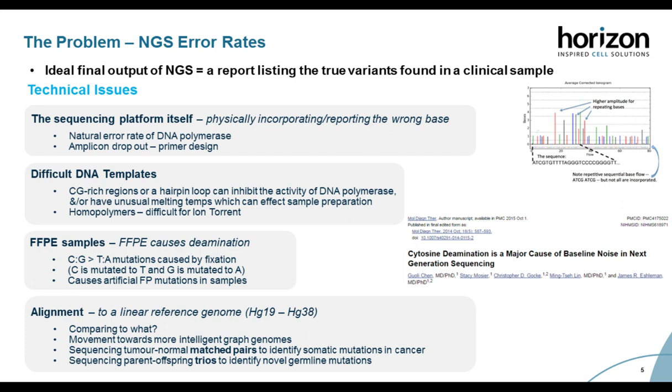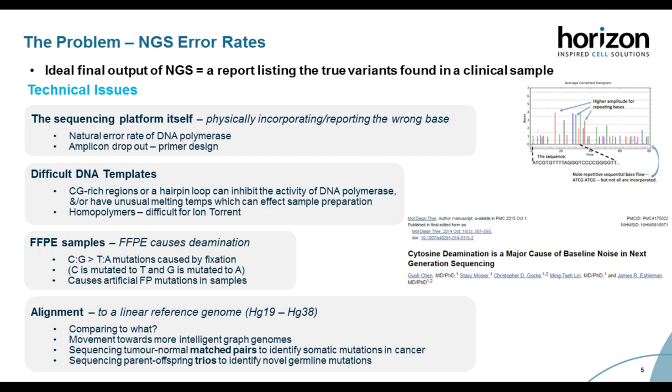To go into the problems around NGS in a little more detail, as mentioned, the ideal final output of NGS assays is a report listing the true variants that are found in a clinical sample. However, due to the following technical issues, this can often be problematic. For example, the sequencing platform itself can have difficulties in physically incorporating the correct base. This can be due to the natural error rate of DNA polymerase, or perhaps amplicon dropout due to poor primer design of the gene panel.